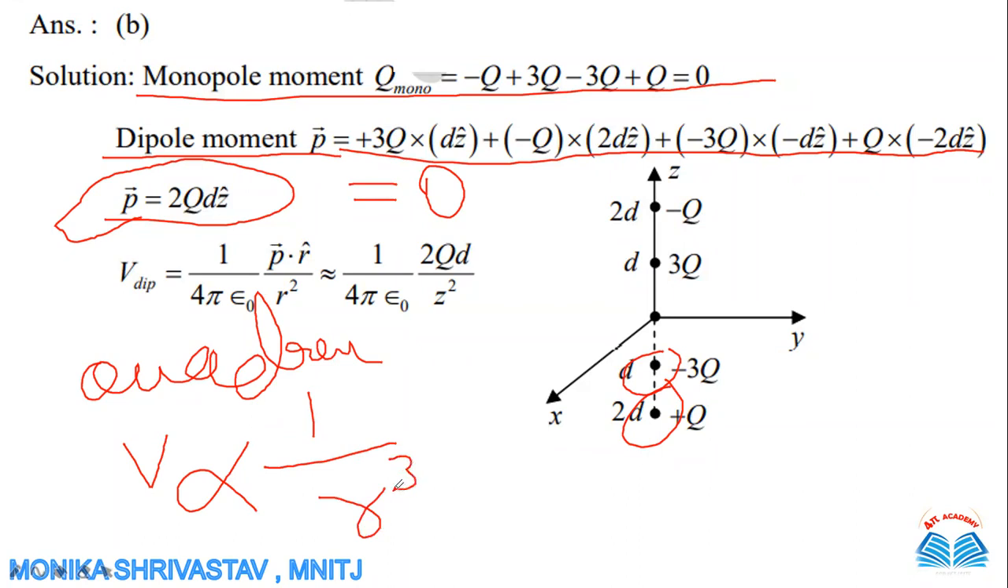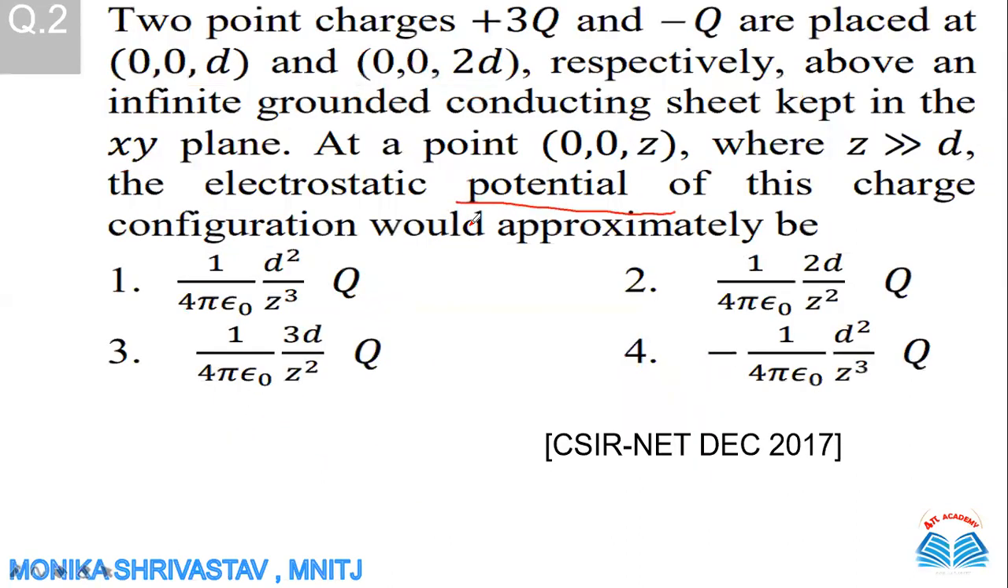I have told you all these things. So we will get the answer like this. So the correct answer will be this one, option number 2, 1/4πε0 2d/r³.